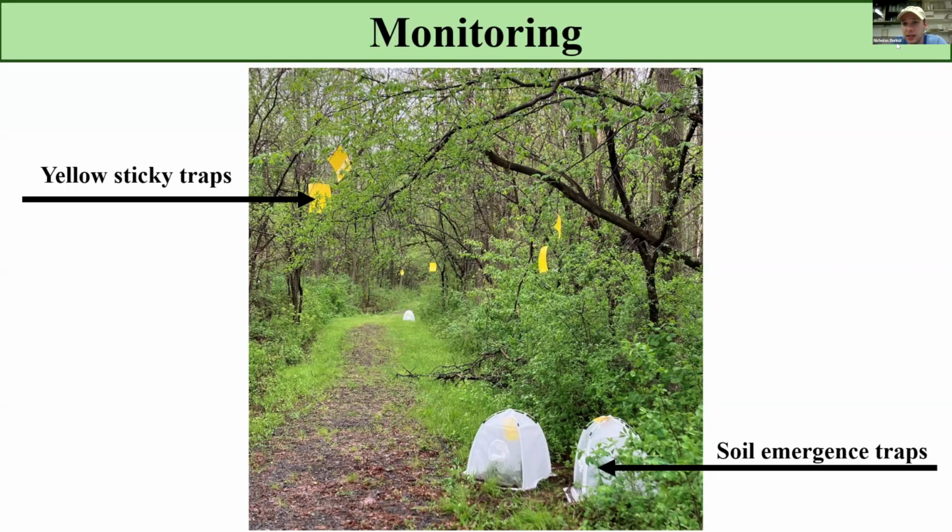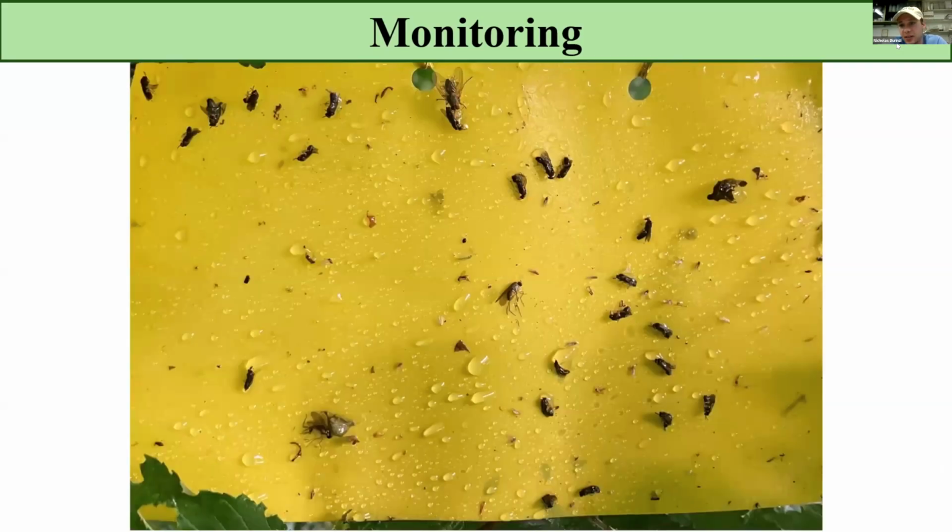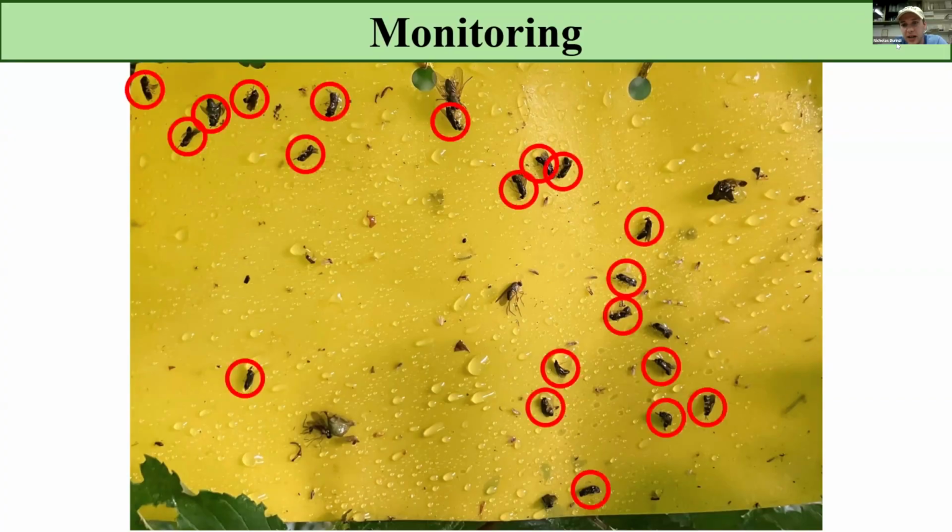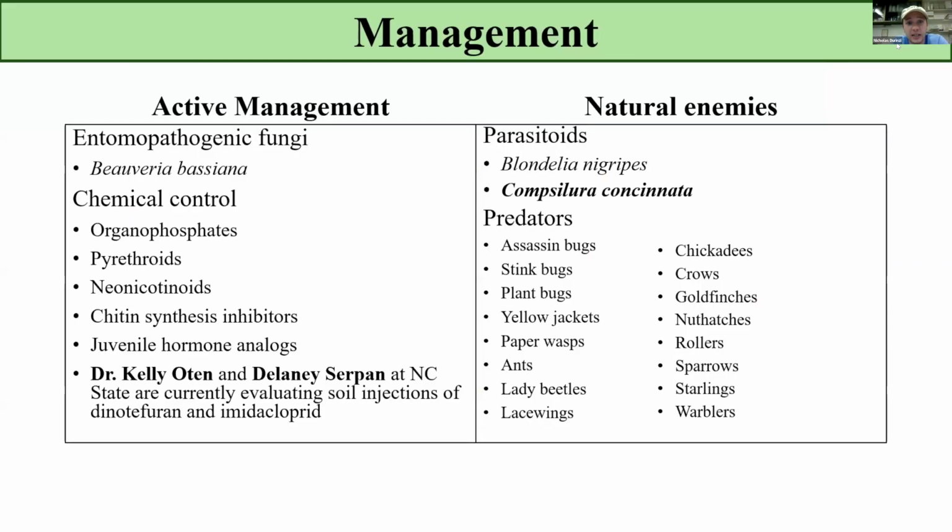There's no lure available for EZS. Lures are not super common for sawflies, but there are a couple of species that they use them for, mostly some of those conifer sawflies. Here's a close-up of what EZS looks like on these traps. This is one that captured quite a lot. I think there were about 30 on here, just to show you what they look like.